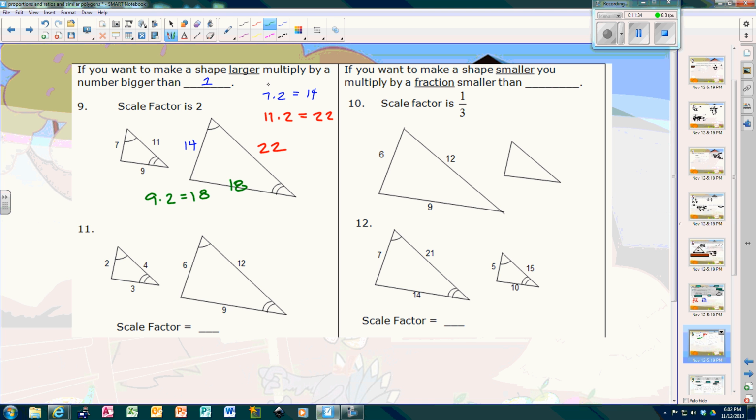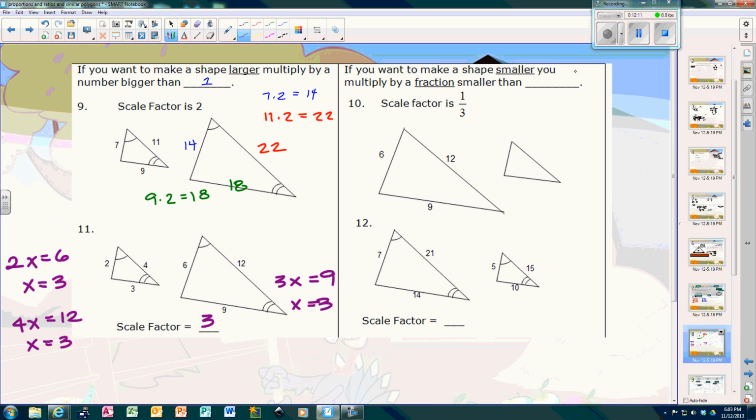Now what if I give you all the sides and want you to go backwards? Then you would say, well, 2 times what is 6? Because you have to multiply by a scale factor. So 2 times what number is 6? So x is 3. So my scale factor is 3. But you want to double check. 4 times what is 12? X is 3. 3 times what is 9? X is 3. So since they all have the same scale factor, then my scale factor is 3.